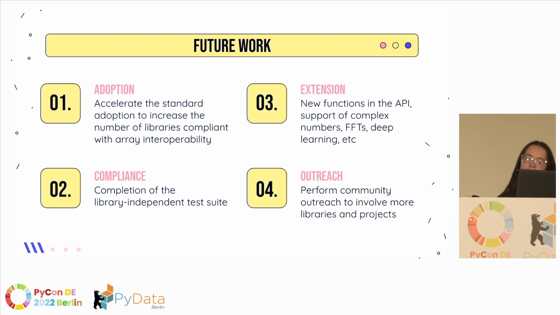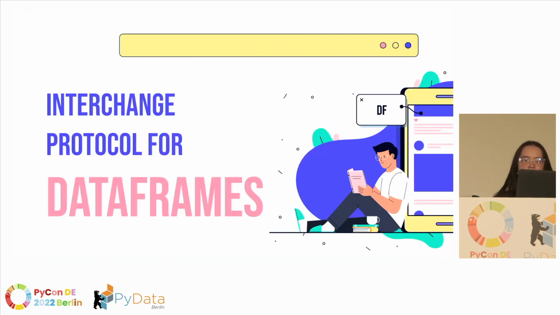And finally, we want to do more outreach, because a lot of people are not aware of this work that's been happening for the past 2 years. So what we're doing right now is a lot of community outreach to involve more libraries and more projects, to let them know that this is happening. And if you are a maintainer of any library and you want to be involved, it is really easy. So that's enough for arrays.